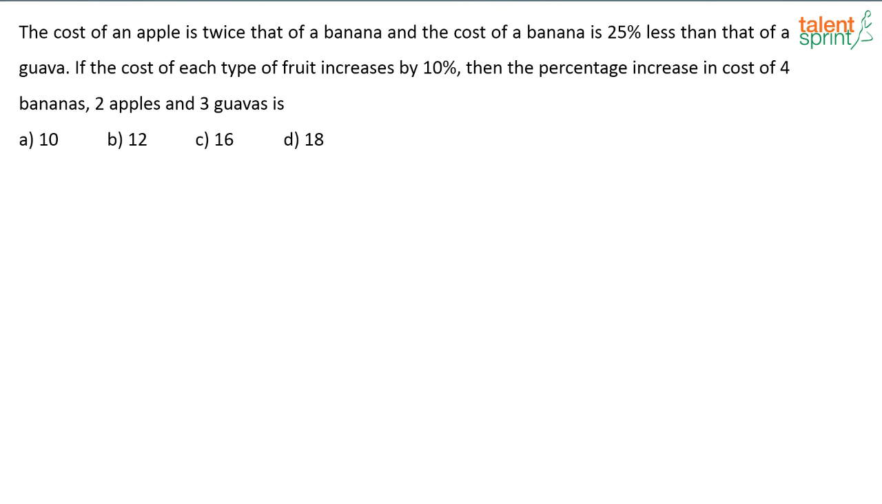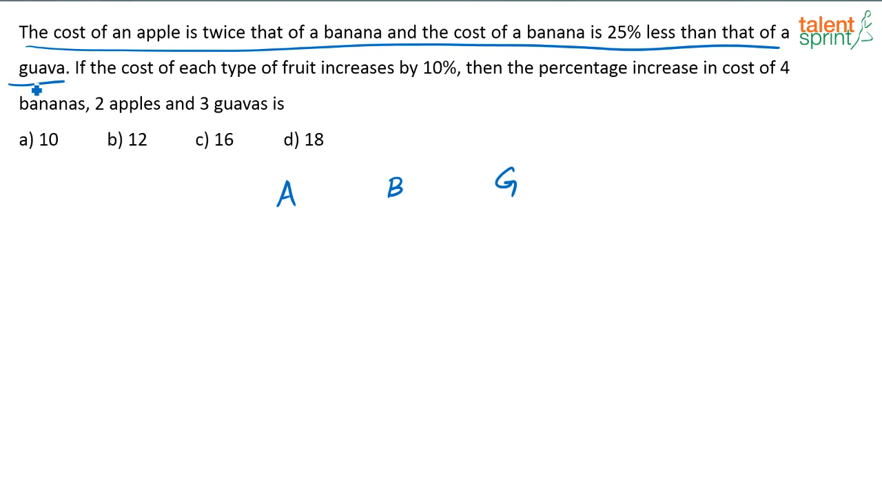See, it's a very easy question, right? You can actually solve this question without a pen and paper if you understand what they're asking, right? See, there are 3 fruits, okay? Let us say cost of 1 apple is A, cost of 1 banana is B, and cost of 1 guava is G. Now, in the first statement, they have given the relationship between the cost of apple, banana and guava, which is actually not required to solve this question at all.